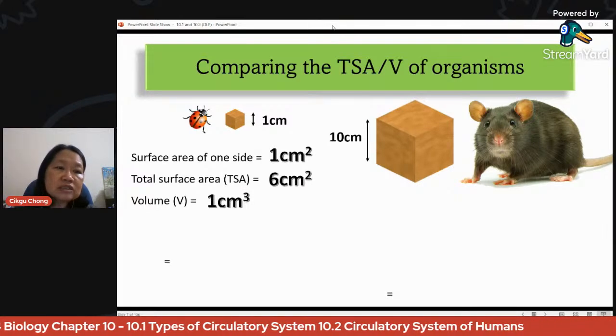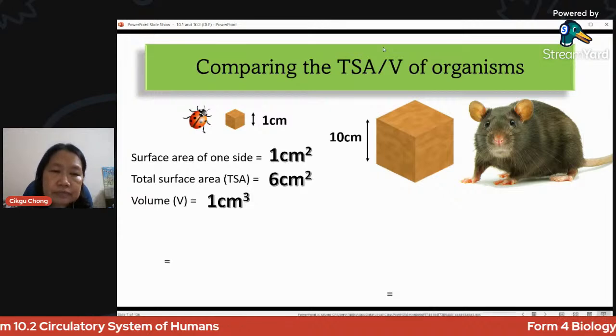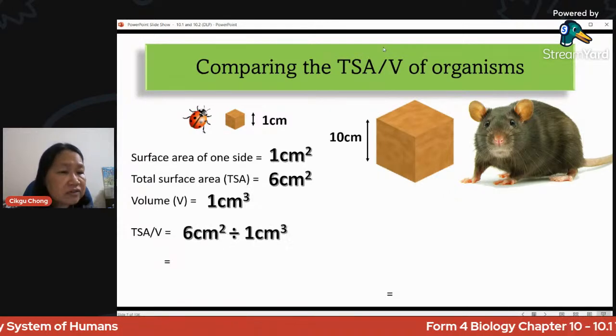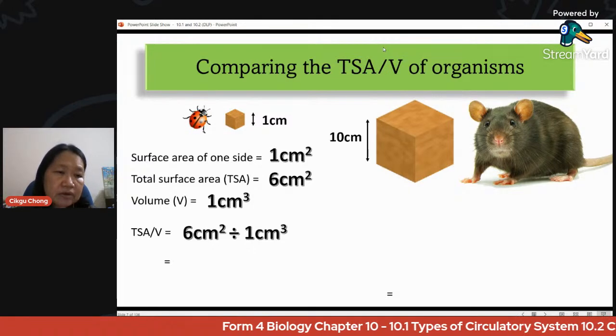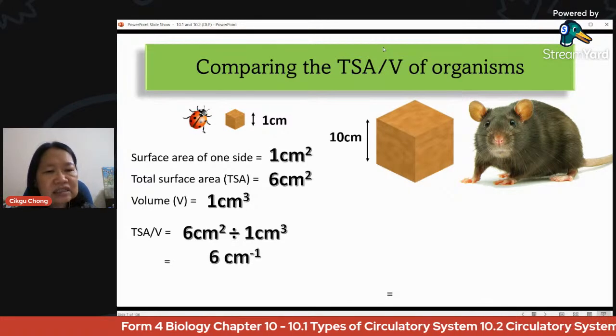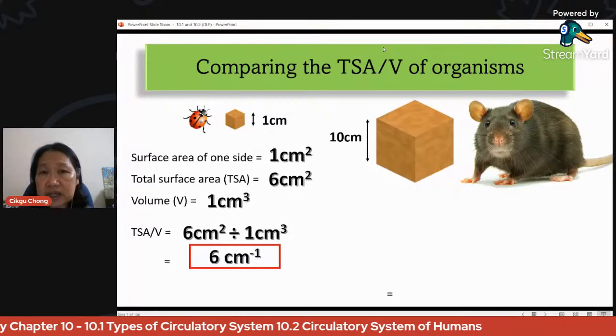So now we take your TSA divided by the V. Take your 6 divided by your 1. See what you get. All right, 6 divided by 1. Okay, don't worry about the unit. The unit is actually per cm. So 6 divided by 1, you get 6 per cm. All right, so this is the answer for the ladybird.